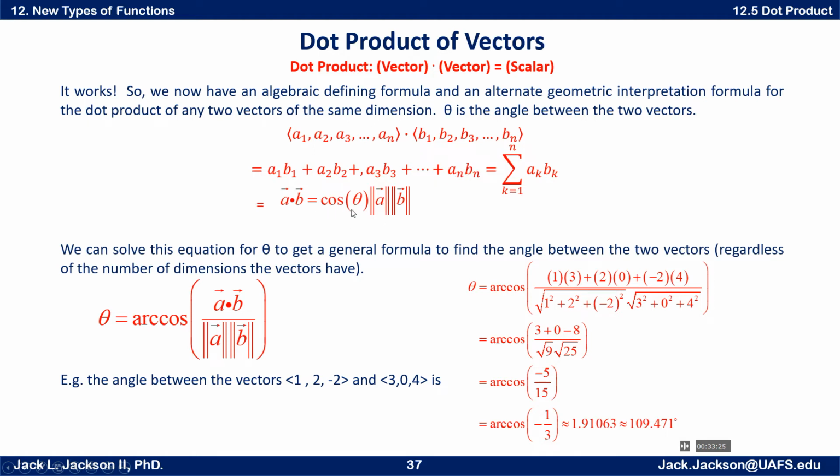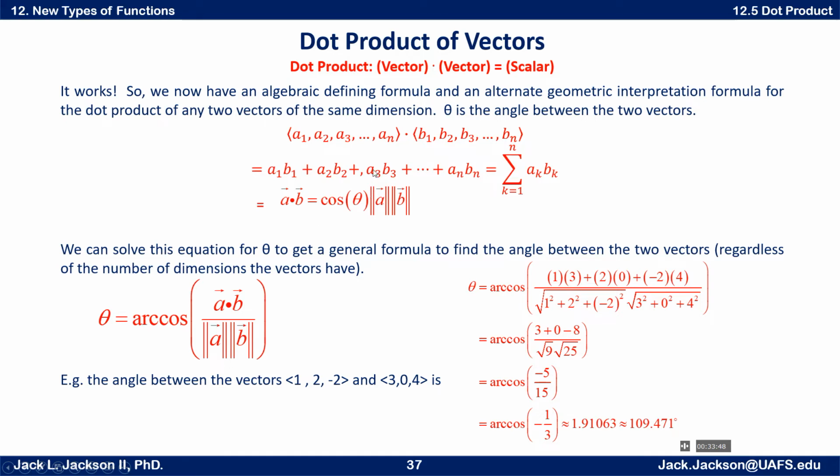Another thing that this allows us to do is take this version right here and solve for theta. Okay, divide by both norms. So you've got the dot product divided by the two norms like this. And then you've got cosine theta equals that. So then you do the arc cosine or inverse cosine of both sides. And so theta is the arc cosine, or inverse cosine, of the dot product over the two norms.